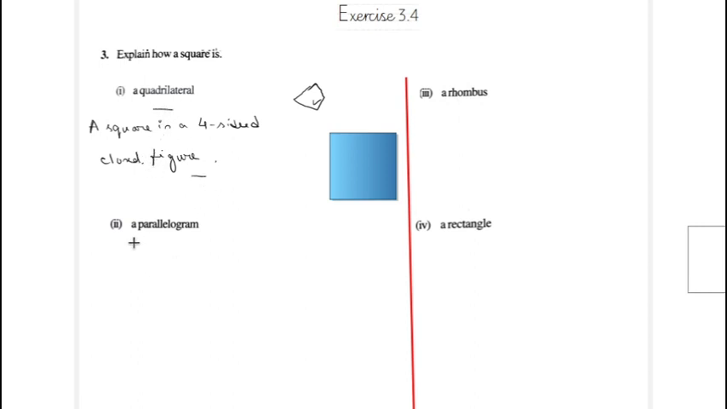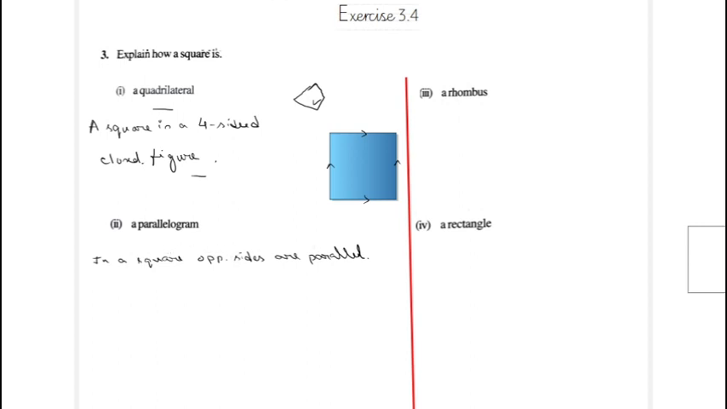Okay, now come to question number 2. How a square is a parallelogram? Now see, in a square, opposite sides are parallel. Okay, opposite sides are parallel, so that's why it is a parallelogram. So we will write in a square opposite sides are parallel, so that's why a square is a parallelogram.